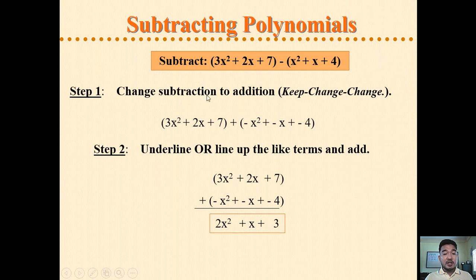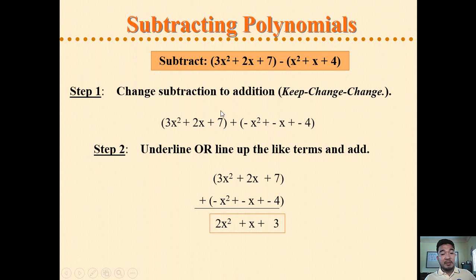Step 1. Change subtraction to addition. Yan. So ito yung subtraction, papalitan natin ng addition. So magiging 3x squared plus 2x plus 7 plus, and then change the sign of all the terms in the subtrahend, dito sa sinusubtract natin. So x squared will become negative x squared, plus x will become negative x, and positive 4 will become minus 4. So plus minus 4 is equivalent to minus 4.